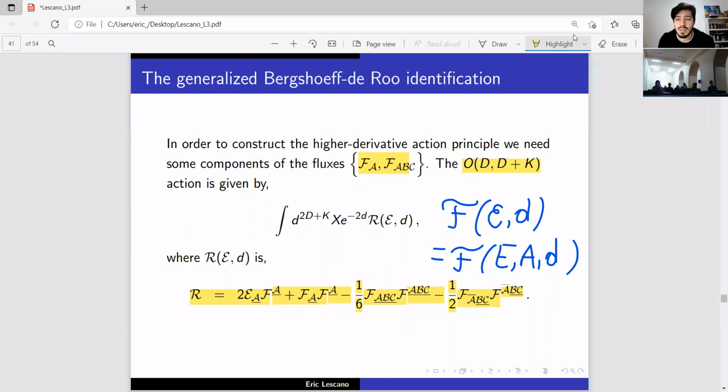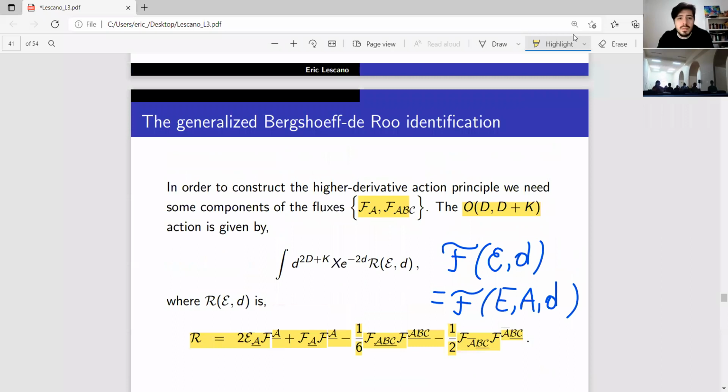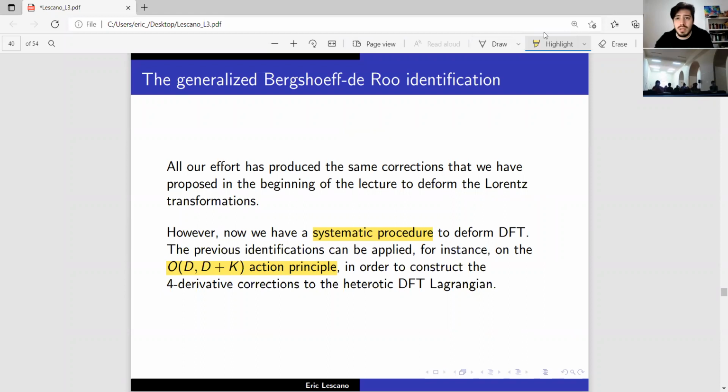So we have this generalized version. We have this systematic procedure. The point is that the systematic procedure is the generalized version of the Roux identification. Of course, this identification requires the ODD plus K to ODD decomposition.